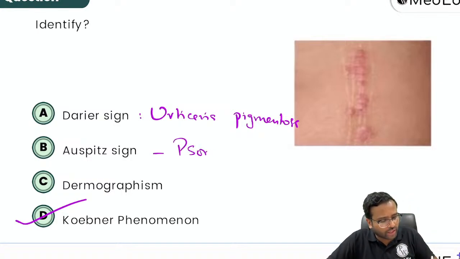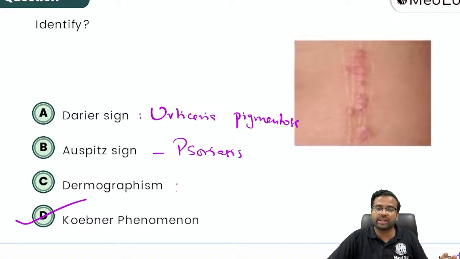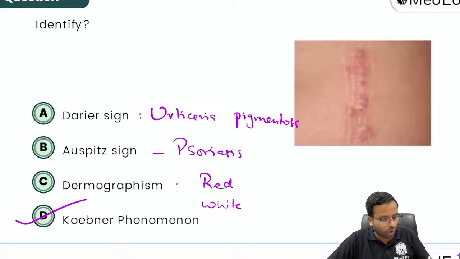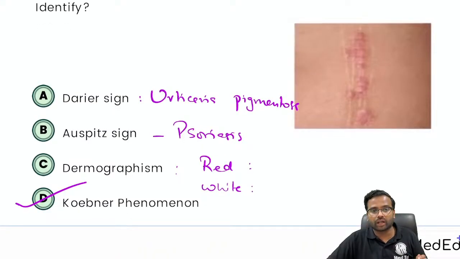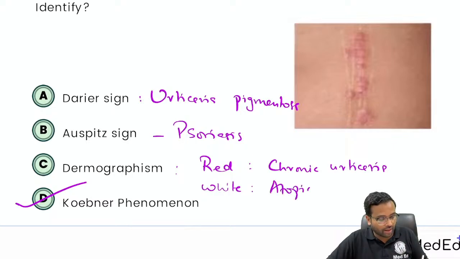Auspitz sign, we had already discussed, that is seen in psoriasis. Dermographism. Where do you see dermographism? It can be either red or white, whichever is more common. Red dermographism can be seen in a condition called chronic urticaria, whereas white dermographism, yes, Arpit, can be seen in atopic dermatitis.